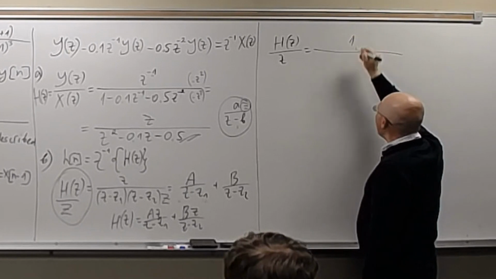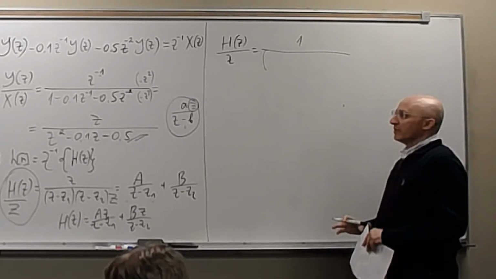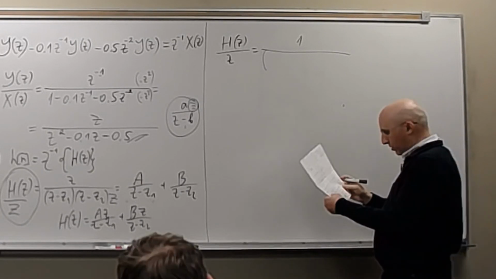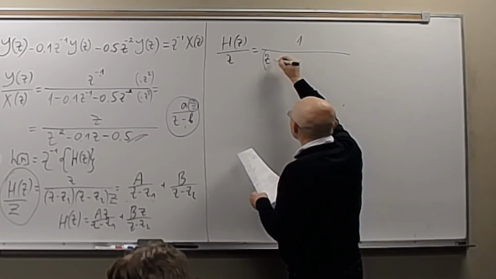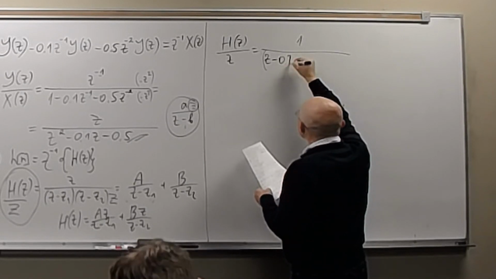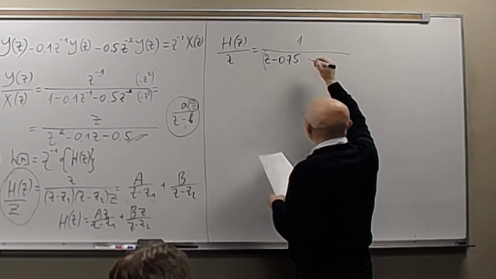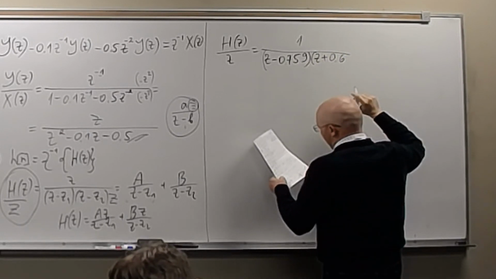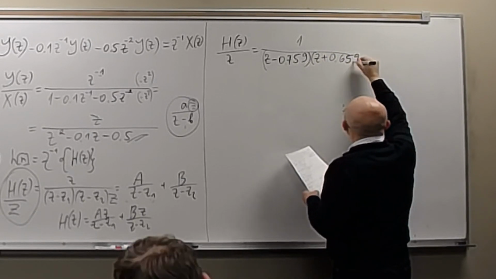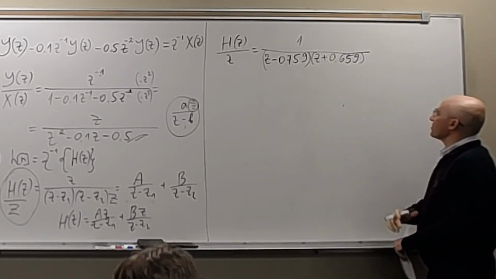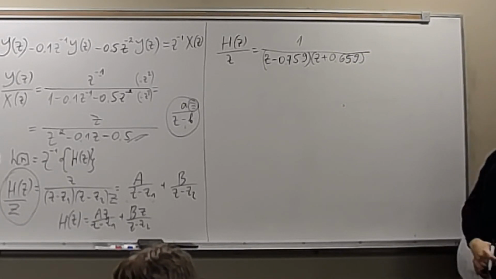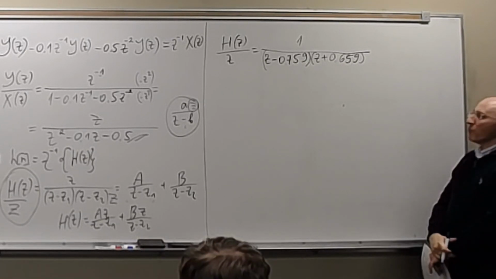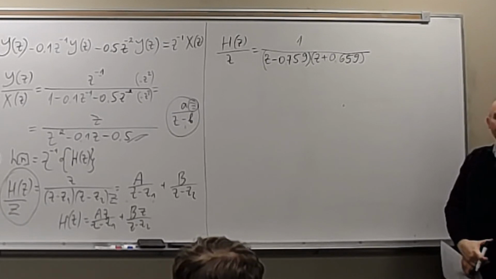It's obviously 1 divided by something. So those numbers unfortunately are not round, so let's see what it is. It's (Z minus 0.759) times (Z plus 0.659). Those are the roots. So one root is at 0.75, and one root at minus 0.66, approximately.